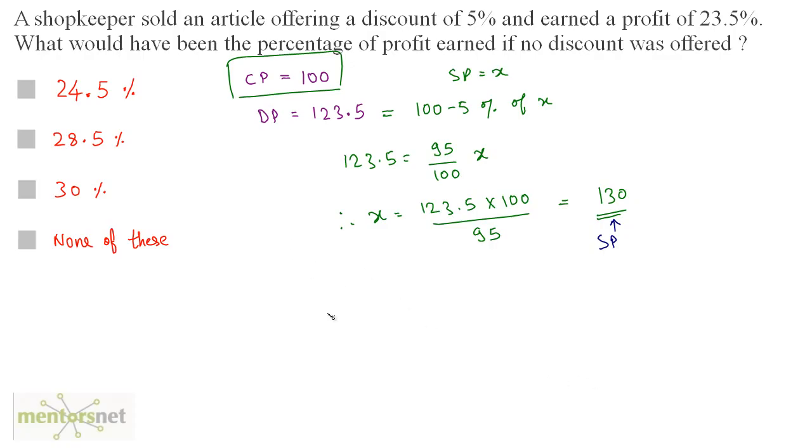Now what is the profit? Well, profit is equal to 130 minus 100, the selling price minus the cost price, and that is 30. And I can say it is 30% because the cost price is 100. So the profit earned is 30%. So option C is the correct answer.